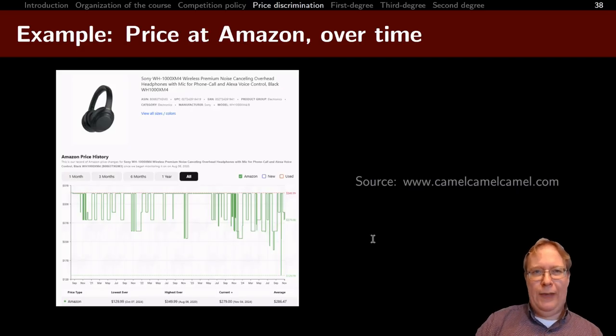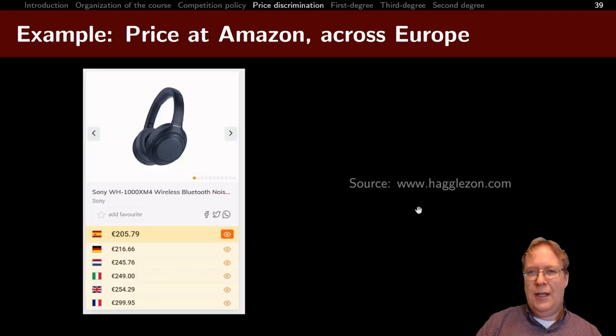And talking about Amazon, another interesting thing is, of course, that Amazon is active in many different countries in the European Union, but also charges different prices in those countries. So if we are in Europe and we want to buy those exact same headphones, then if you go to Hagelson.com, you can see in which country you should buy your headphones. So that's a free money saving tip already.